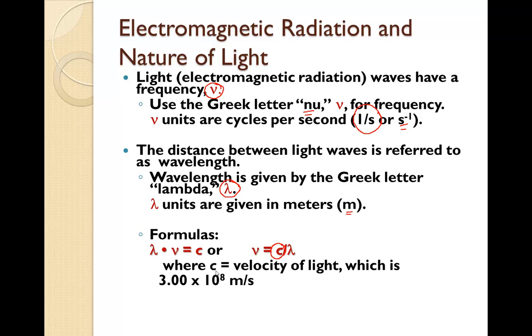The formula is nu equals c over lambda. Here c is the velocity of light, and that never changes. It's constant: 3 times 10 to the 8th meters per second. Because this is in meters and seconds, we need to make sure that the nu, the frequency, is also per second, and the lambda is also in meters.